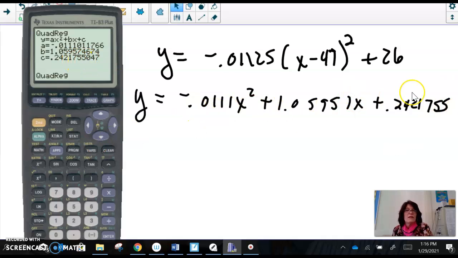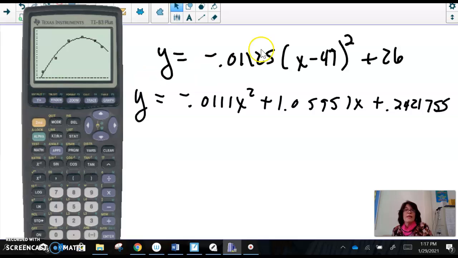Okay, that's their equation, so what I did was put that in. I went to y equals negative 0.0111 x squared plus 1.05957 x plus 0.2421755. That's my y1, and I'm going to graph that right on top of those lines. Look how well the calculator did with matching. The equation y equals ax squared plus bx plus c, that's how it matches. Not bad, huh?